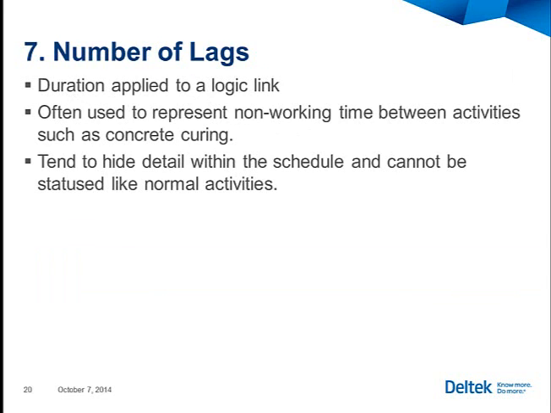Number of lags. This is non-working time between activities, and a good example here is concrete curing. For our cake, it could be the time in the oven. We don't have anything else to do. These tend to hide detail in the schedule. They also can't be statused like we status the other activities. More often than not, when I see a lag in a schedule, I see something that can be given an activity description, which lags don't get in your scheduling tool. I see something that can have resources assigned, which lags can't have in your scheduling tool.